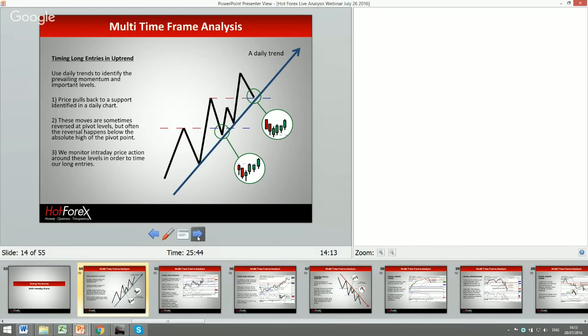But here we've had a touch. It hasn't been breached, hasn't been broken. So we're confirming the uptrend still. And off we go again. We bounce off that key daily level on one of the charts, identifying the intraday patterns on our candles, whether that be 4 hour, 1 hour, or 15 minutes.